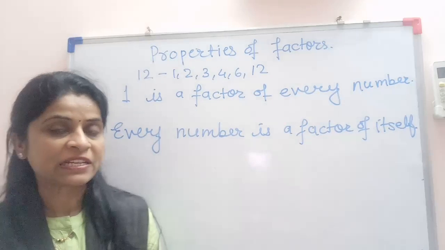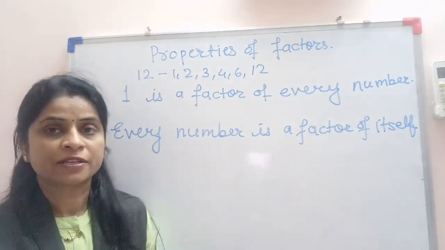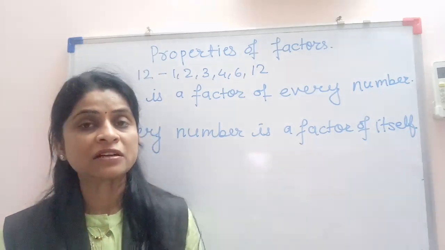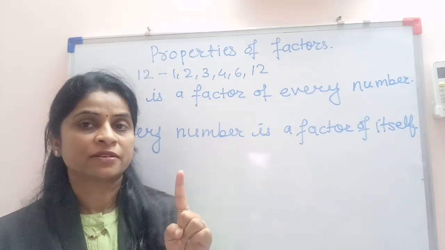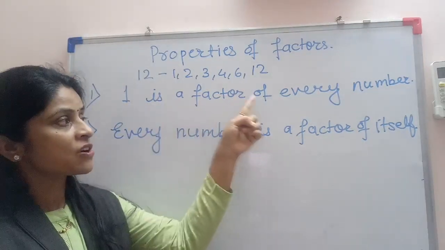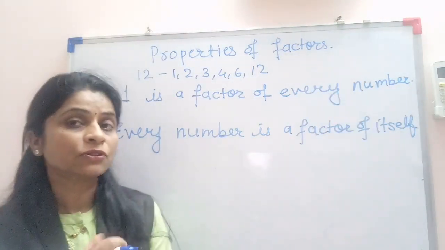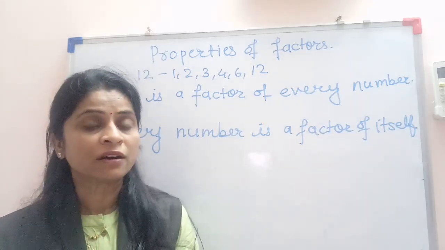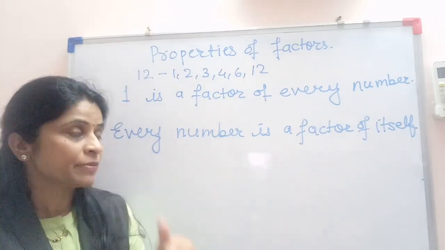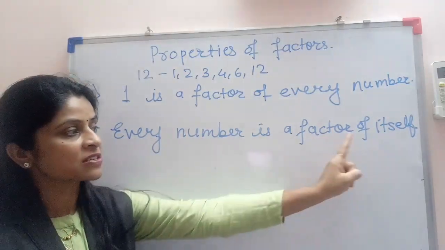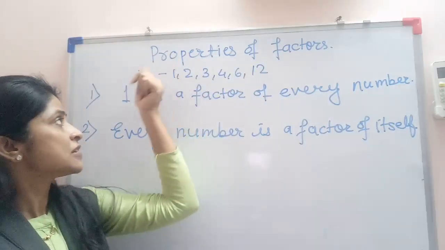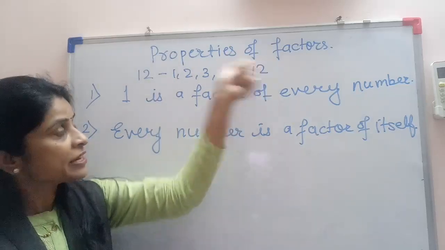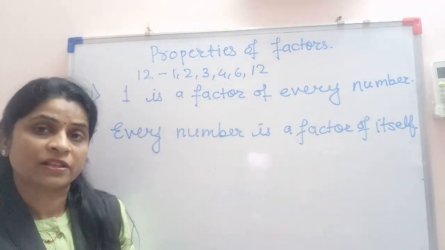Now let's see the properties of factors. Now the first property. Students, you can divide all the numbers by 1 without leaving a remainder. That is the first property. That means 1 is a factor of every number. Now the second one, you can divide a number by itself without leaving a remainder. That means every number is a factor of itself. If you take the example of 12, you can see 12 itself is a factor of 12.